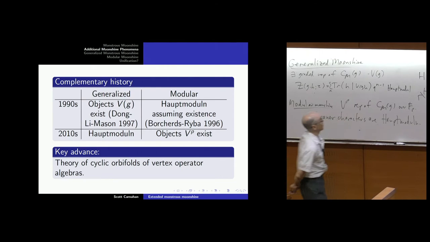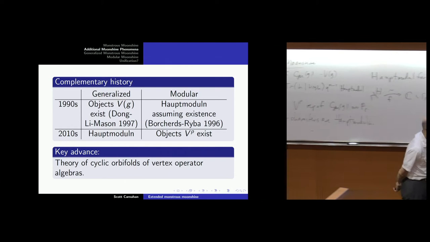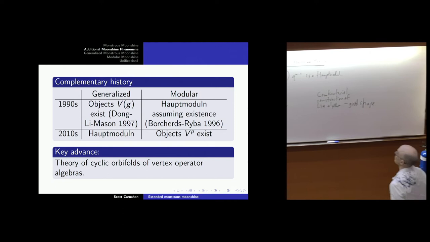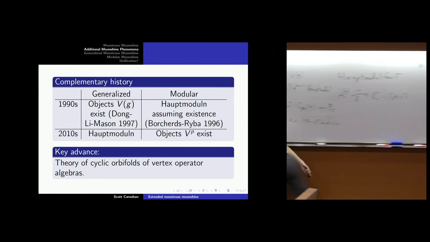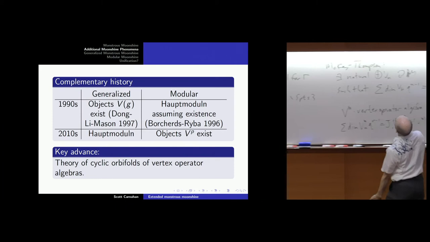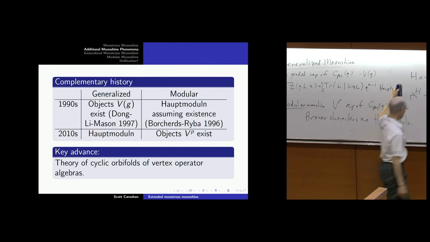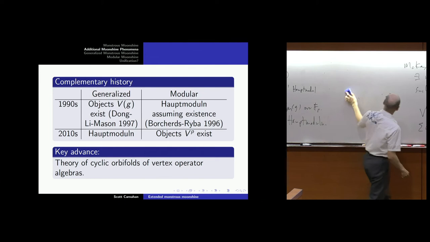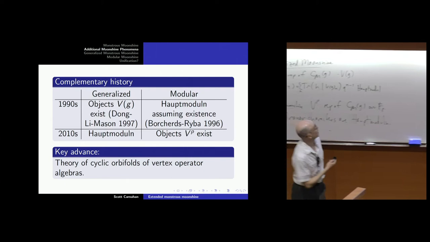And so you might ask, what happened in the intervening time between this initial substantial development and the final proofs in recent years? Well, the theory of vertex operator algebras was not quite mature enough to solve these conjectures back in the 90s. And so what we had was 20 years of developments. In particular, the key development that we needed was a theory of cyclic orbifolds. So I will briefly describe this theory.